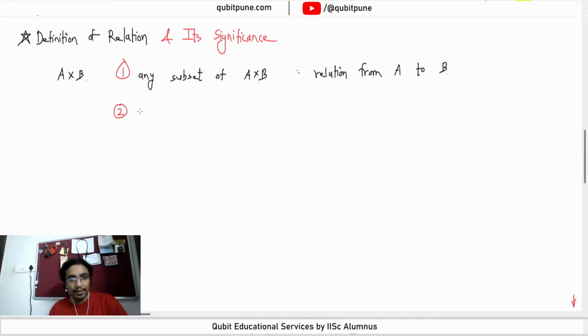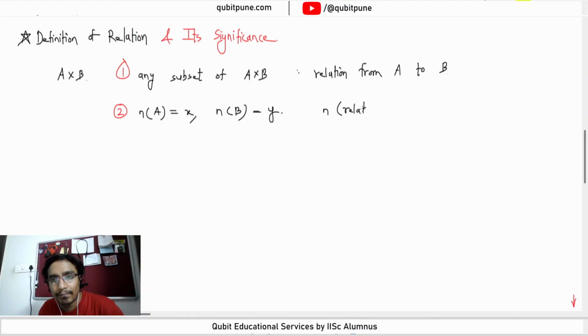Now, if there are X elements in A and Y elements in B, how many relations are there? Can you tell me that? The number of relations from A to B?